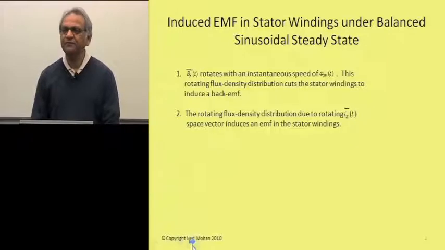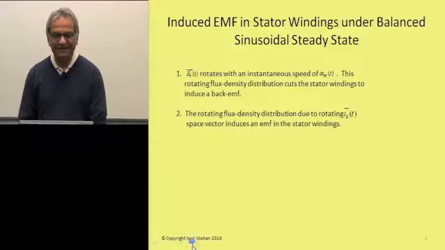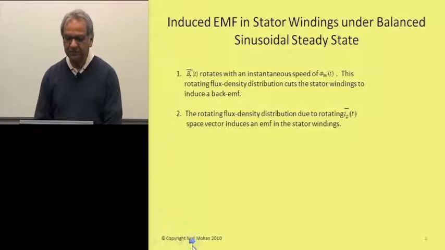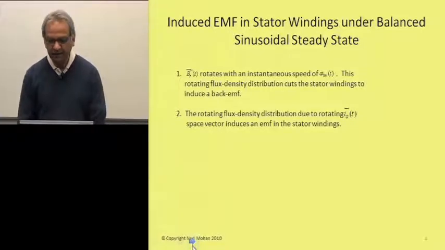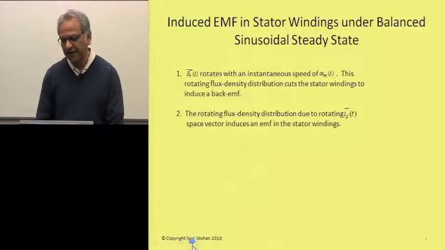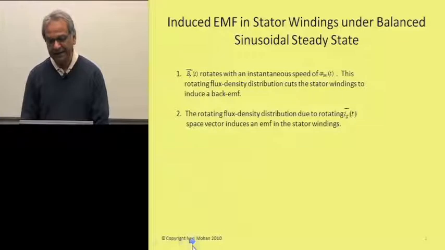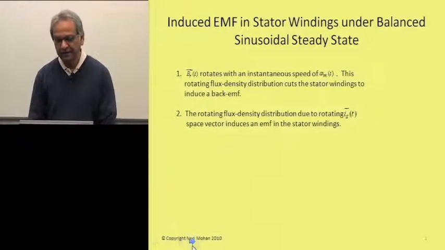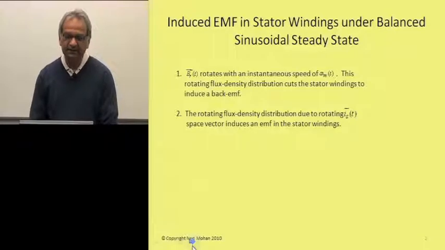this current space vector I sub s, which is producing its own flux density distribution, and that distribution is rotating past the stationary phase winding. So we again would have induced EMF in these phase windings, and the total induced EMF is really the sum of these two.